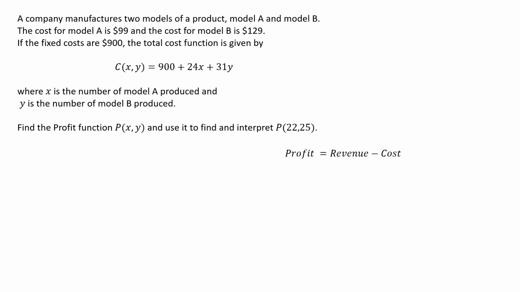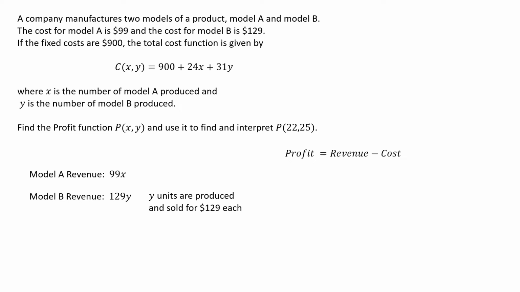First, we have to find the revenue. What are we going to make in terms of financial income by selling x Model A units and y Model B units? Well, if we sold x Model A units and each of them were sold at a price of $99, then we would make 99 times x in revenue. Similarly, for Model B, we have a revenue of 129 times y, meaning $129 times the number sold, which is y. Adding these two together gives us the total revenue. Now that's the total amount of money we took in by selling those models, Model A and Model B units.